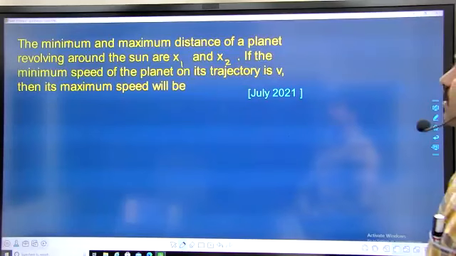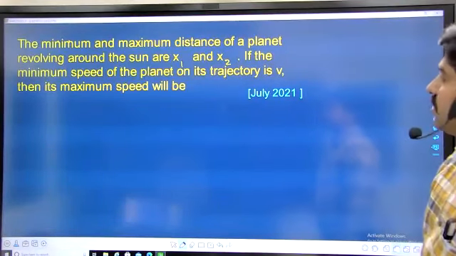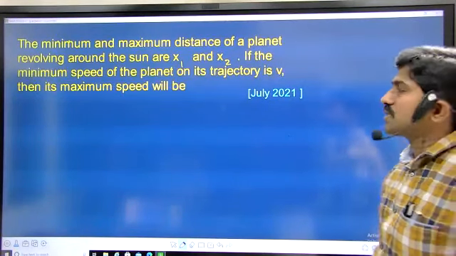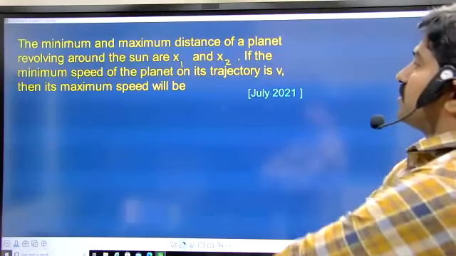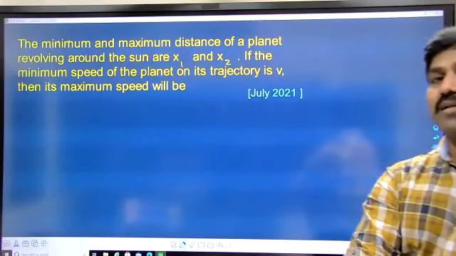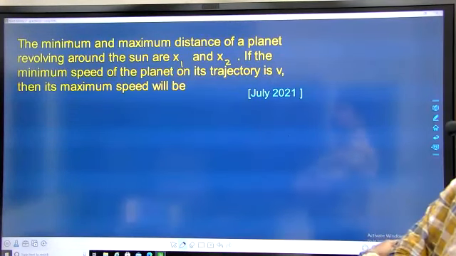Now come to the next concept. Some more questions were given in the 2021 JEE Mains only. All are simple questions, at the level of EAMCET only. These are not difficult-level questions that were given in 2021. See the next question.